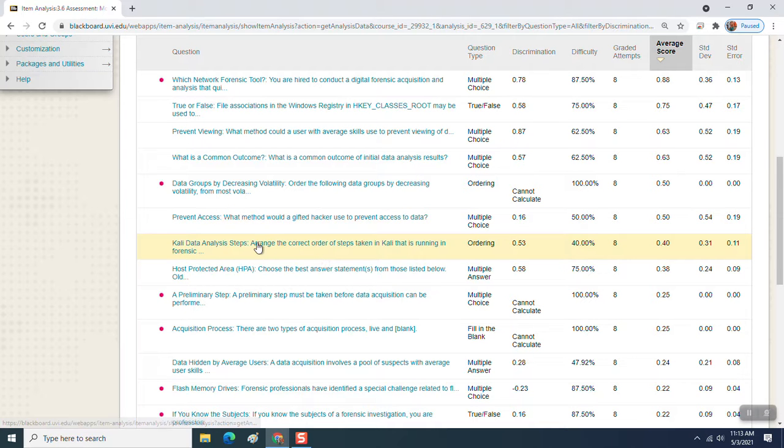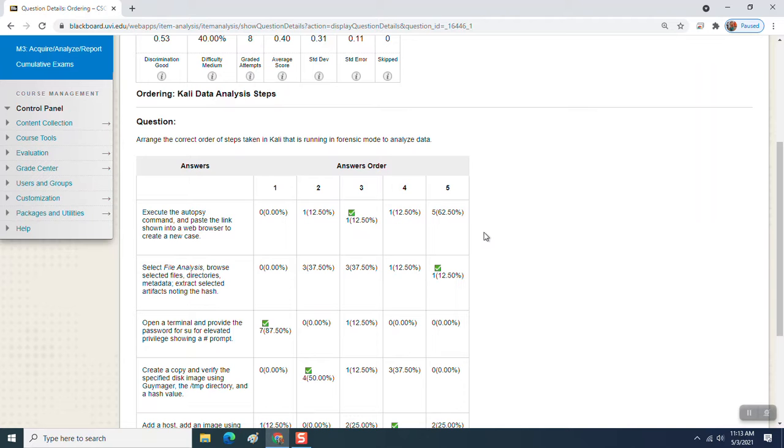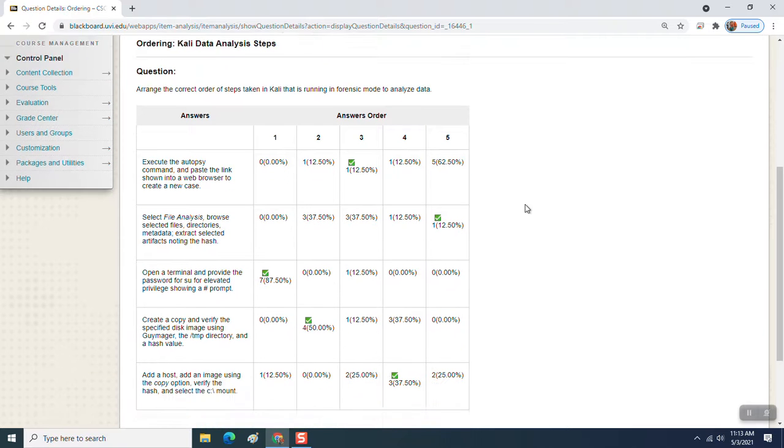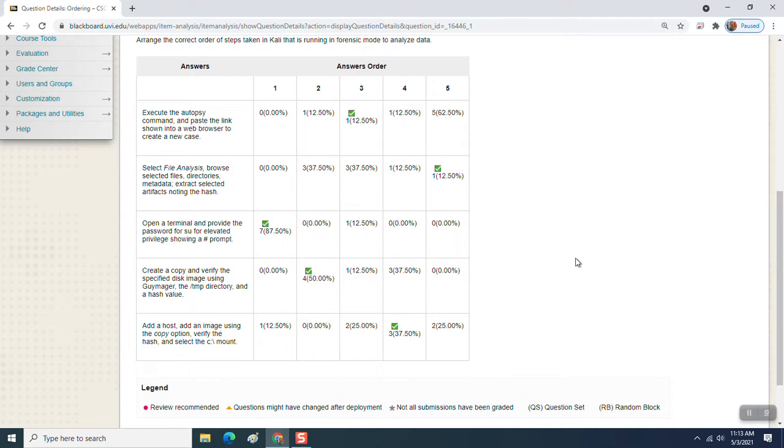Let's look at this ordering. So the correct order, arrange the correct order of steps taken in Kali that is running in forensic mode to analyze data. So this is what you performed for your solution. If you basically retrace the steps of the solution, then you'll have the correct order. We had a student that selected other options, but the first step is to open a terminal and provide the password for SU for elevated privileges showing a pound prompt.